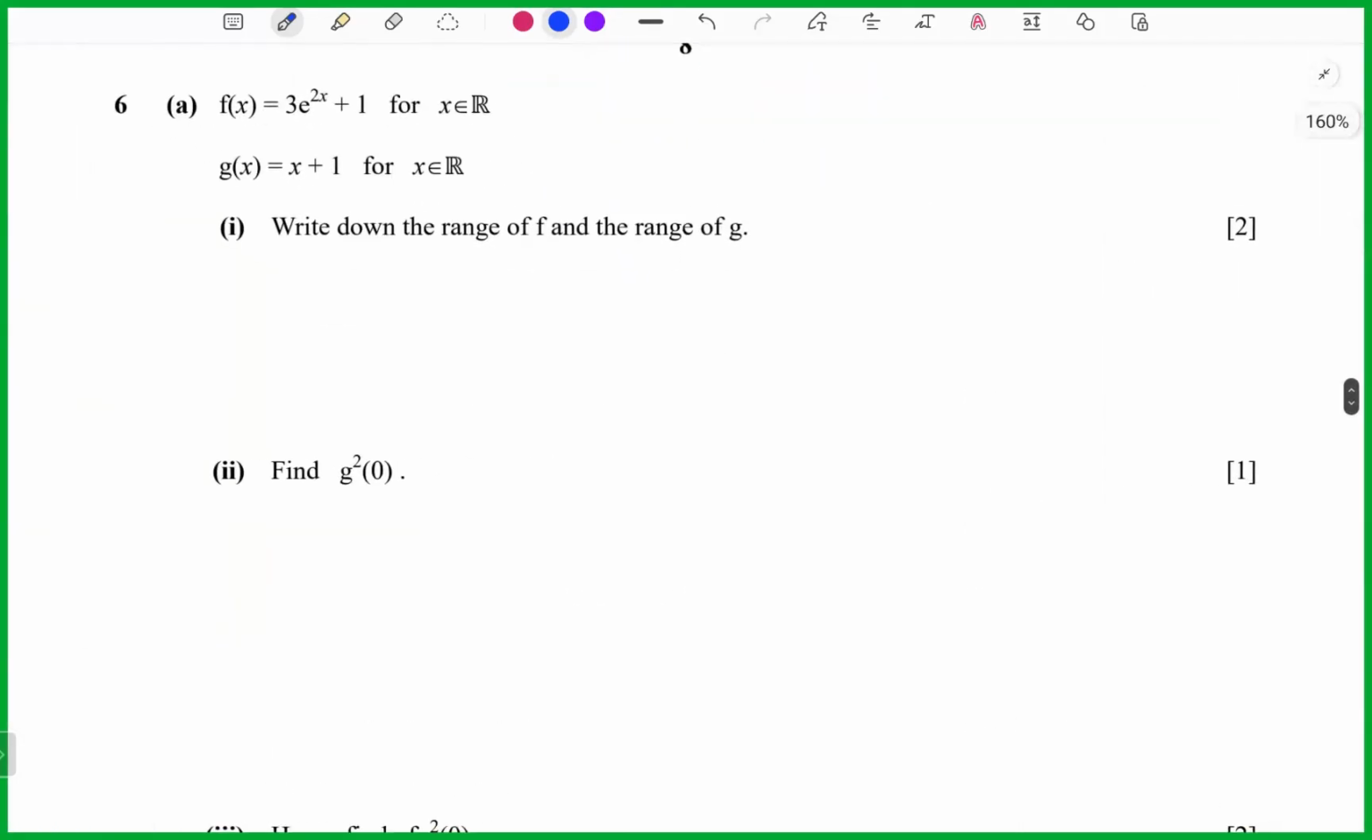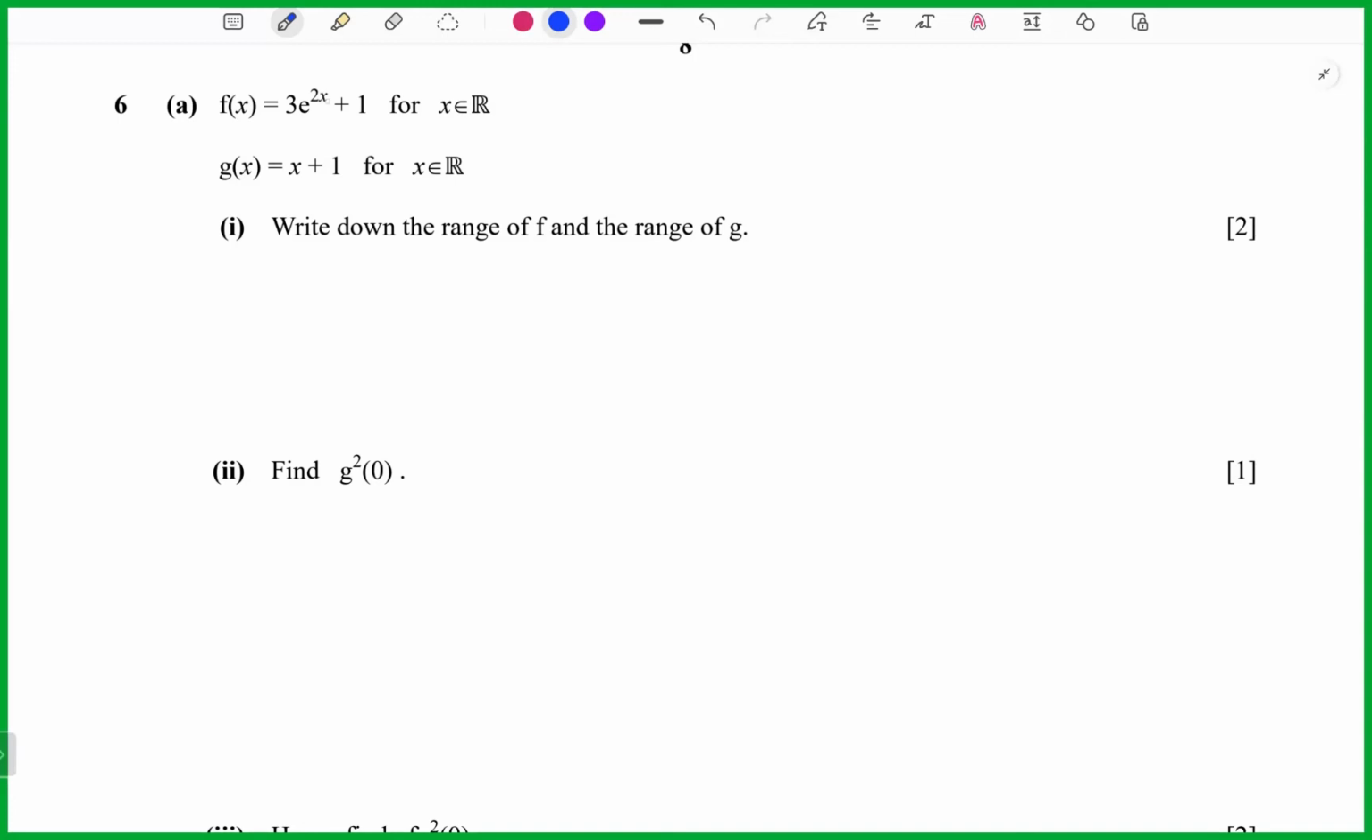Let's see question 6. f of x equals 3 e to the 2x plus 1, for x, and g of x. Okay, x is a subset of the real numbers. Okay, so let's see part one. Write out the range of f and the range of g.